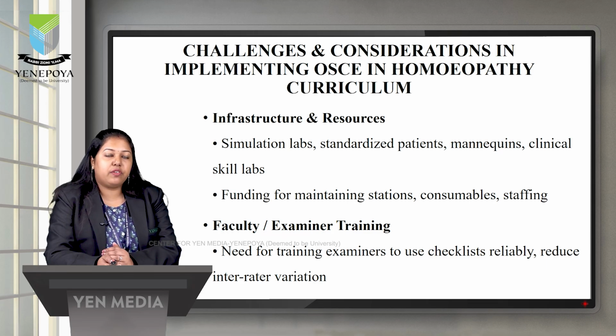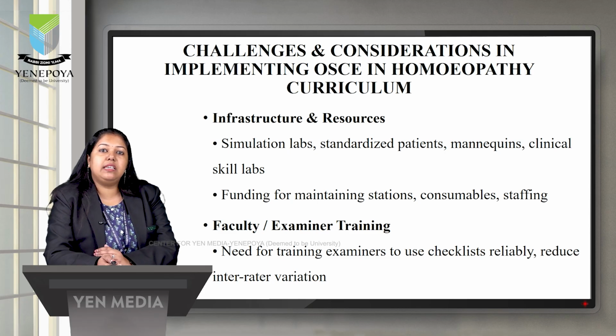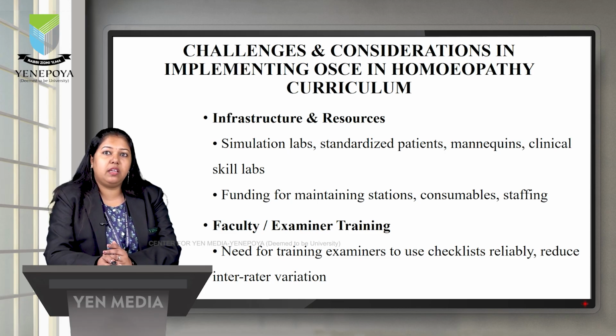So we need to have infrastructure. In particular, we need simulation labs or standardized patients, or mannequins. If you are focusing more on clinical examinations of a particular system, you need different kinds of mannequins. And you need a functioning clinical skill lab within your institution, which will be suitable for you to overcome these challenges. And the funding: for the infrastructure and the resources, the funding is a main factor, for getting the consumables, and you need enough manpower to run the stations.